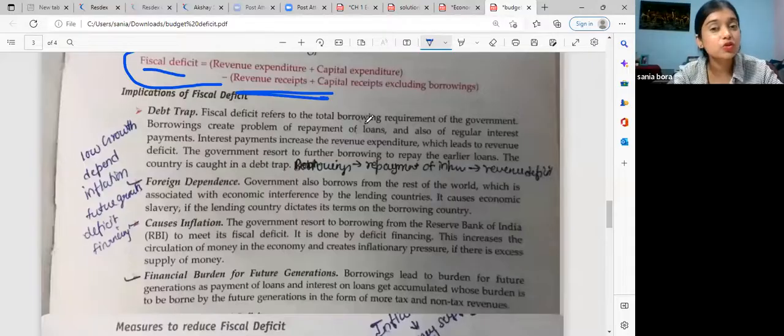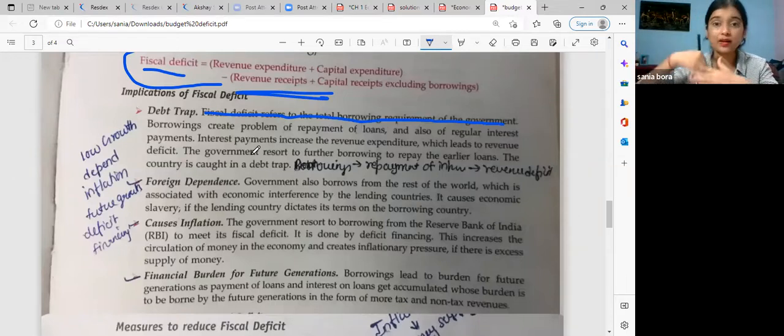Fiscal deficit refers to total borrowing requirement of the government. Borrowed. You don't have to write this. Okay, you will be writing: borrowing creates problem of repayment of loan. Repayment is, you took loan, now you have to pay back, right? So borrowing creates problem of repayment of loan and also of regular interest payment. Loan you have to pay, that's fine, but plus the interest.